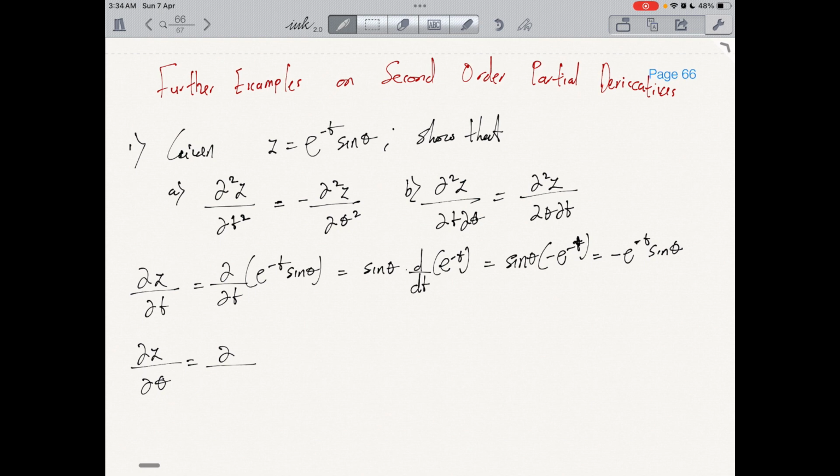Now for dz/d theta, we have exponential minus t sine theta, and since we are differentiating partially with respect to theta, our variable t is kept constant. d/d theta of sine theta, and differentiating sine theta, you will have cos theta, and thus we'll have exponential minus t cos theta.